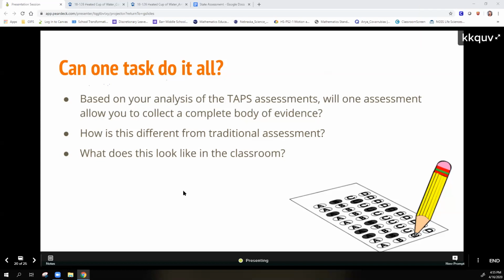So another thing that I was thinking about, and this actually came out in our conversation, is how did these tasks look different from traditional assessment? Jody, can you weigh in there?